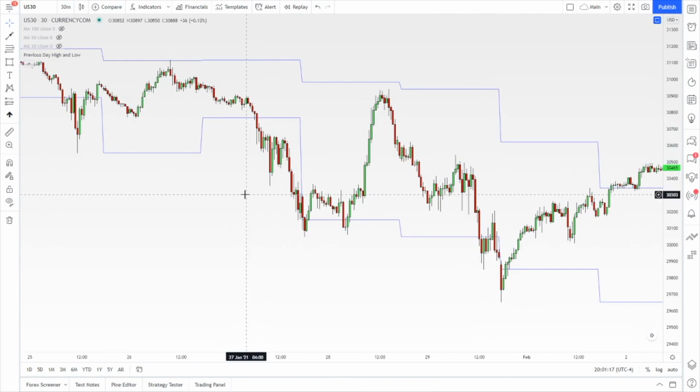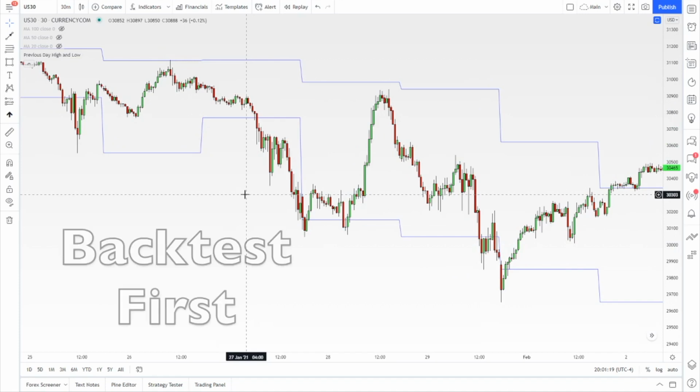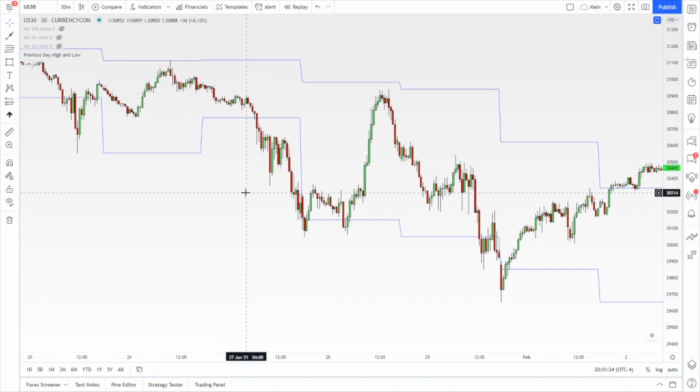And at the end of the day, I want to encourage you to go try this out on a demo account. Go do some back testing with this. And again, as always, do your due diligence before trying to implement anything in your trading. So with that said, let's take a look at this.